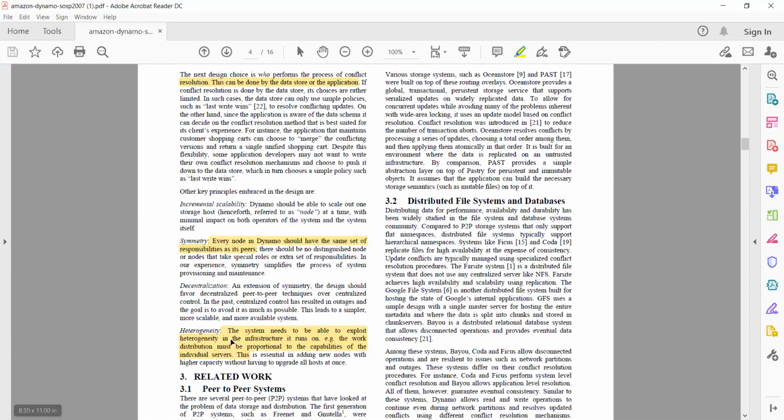And then this was another point on heterogeneity, which was interesting. It will come up particularly when we talk about consistent hashing. So let's hold on to that for now.